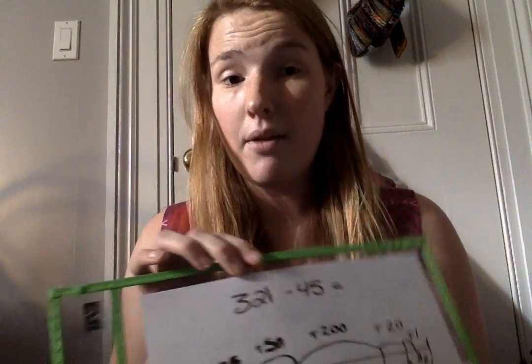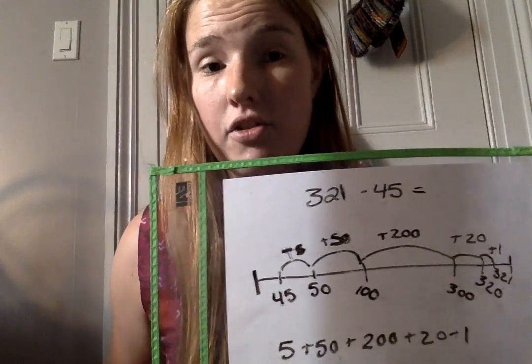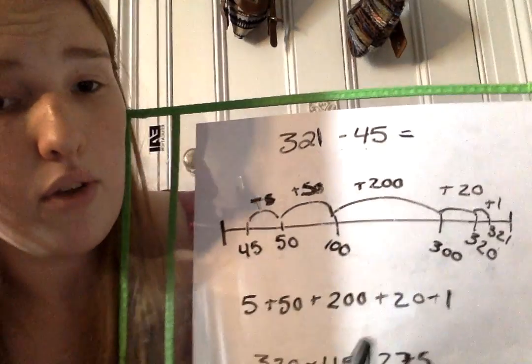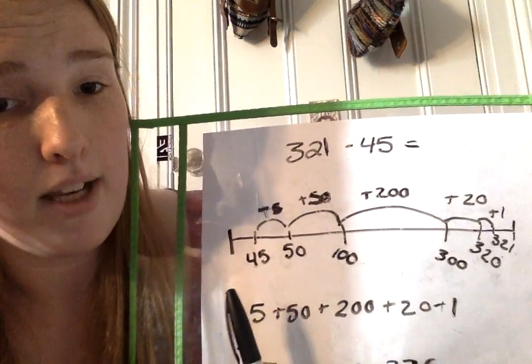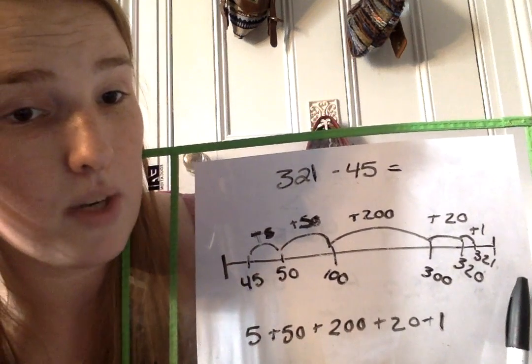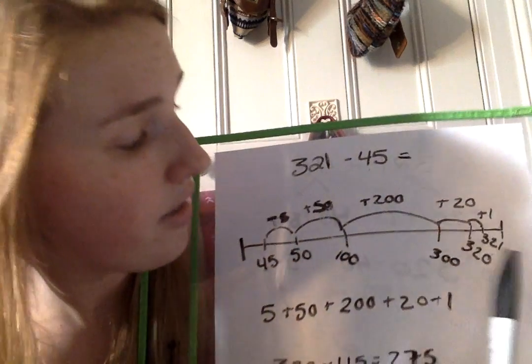Our Elementary Mathematics for Teachers textbook on page 21 defines counting up as when you start with a smaller number and you count on until you reach the bigger number. When teaching this for the first time in my classroom, I would use a number line so the students can see it and visualize it. So I've started on one side of my number line with 45 and then 321 on the other side.